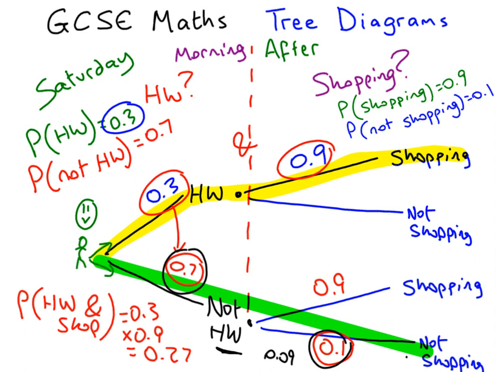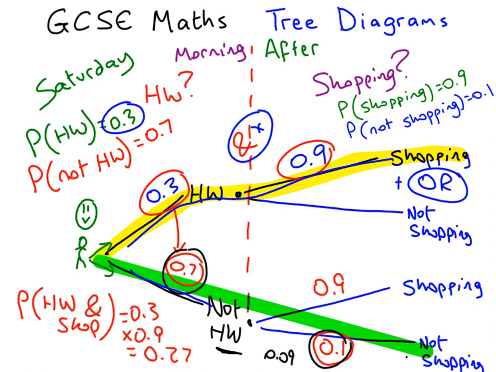0.09. Okay, now it gets interesting when you start asking questions like, what is the probability that you do homework and go shopping, or do no homework and don't go shopping? Because of the or word, when it was and we multiplied, when it's or, it gets more likely, we're going to add. So that would be 0.27 plus 0.09, so the probability of homework and shopping, or not homework and not shopping, would be those two added together, which would give you 0.36.